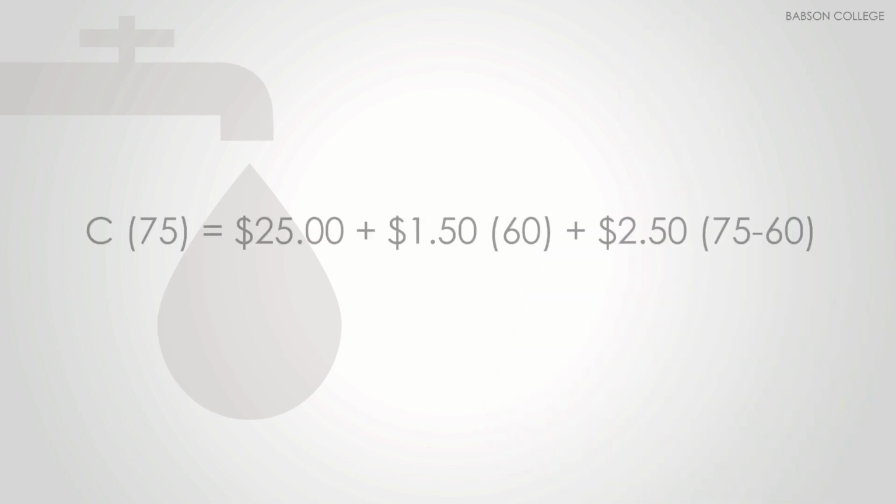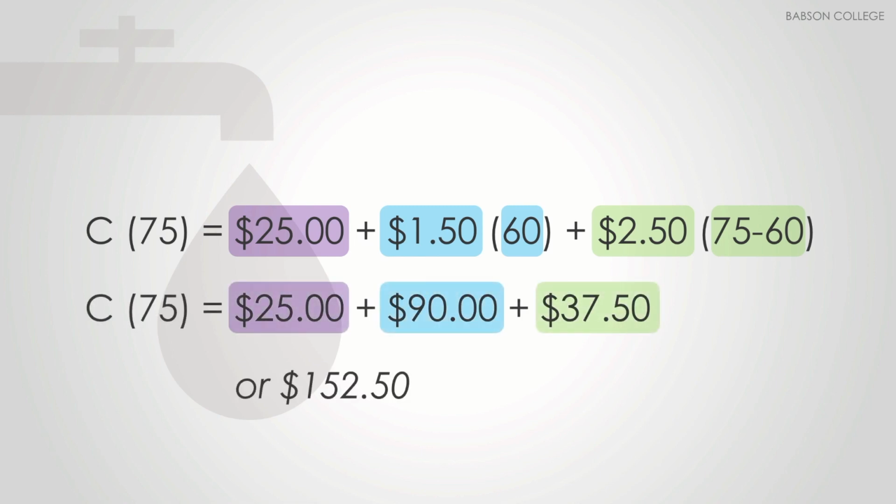Now let's say that I use 75 units of water. Here's where it gets a little tricky. So I will step you through the calculation slowly. The cost function looks like this. We start with our $25 fixed fee plus $1.50 times 60 units because we still only pay the lower rate of $1.50 for the first 60 units used. We end with what works out to be $2.50 times 15, where 15 is the number of units that we used above our 60 unit limit. Thus, we would end up being billed $152.50 for the total 75 units of water used.